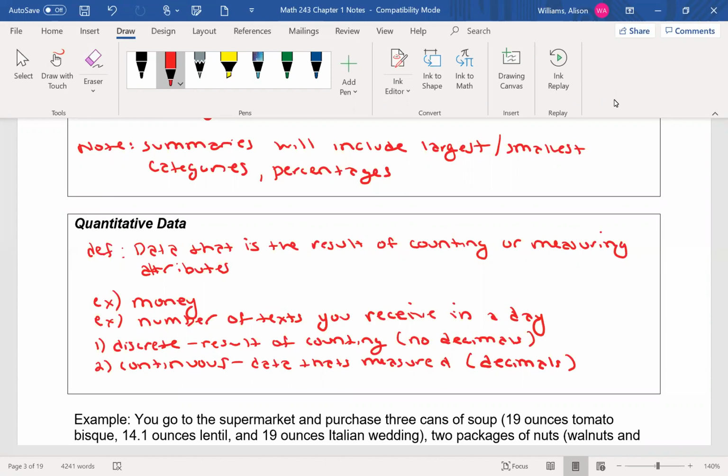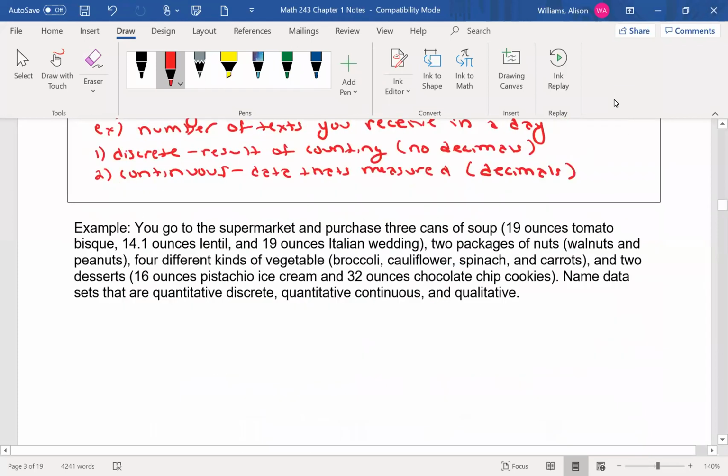Okay, so here, let's look at an example. We'll do some classifying here. You go to the supermarket and you purchase 3 cans of soup. They listed them for you. 2 packages of nuts, 4 different kinds of vegetables, which they also listed both of those. 2 desserts, and they did include ounces on some of these. Let's name the data that is quantitative, discrete, quantitative, continuous, and qualitative. So basically, we're kind of doing qualitative and quantitative. And then for the quantitative, is it discrete or is it continuous?